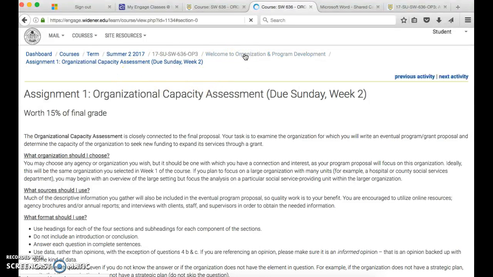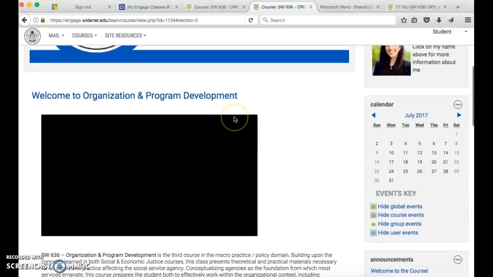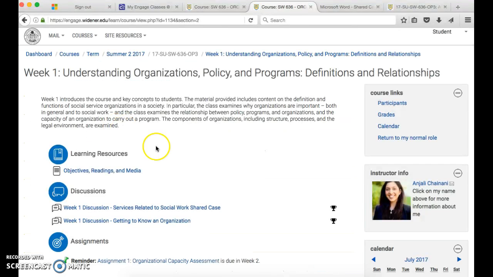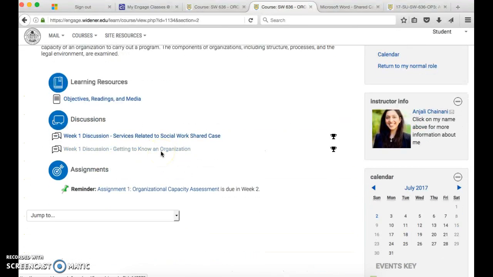I think that is about it for week 1. We went over the readings, the 2 discussion questions, and what to start thinking about for the first assignment that is due in week 2.